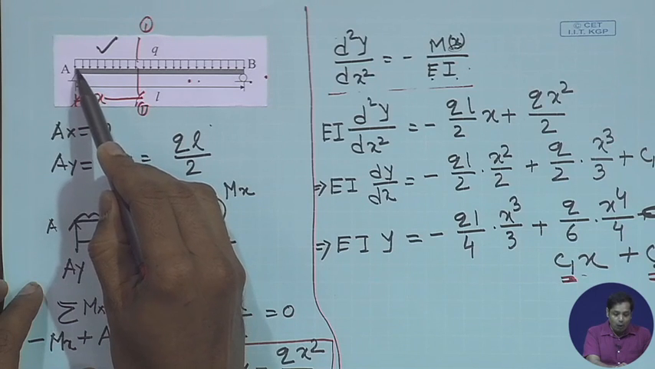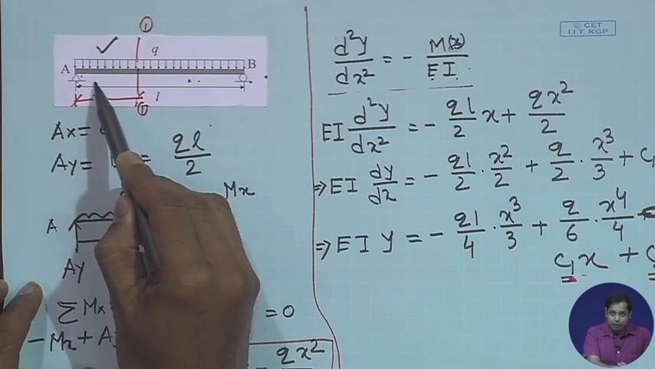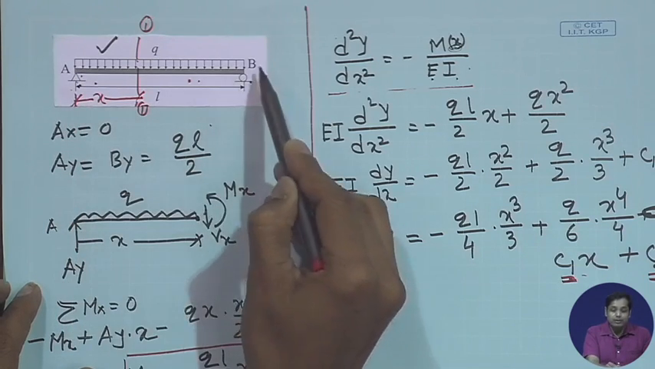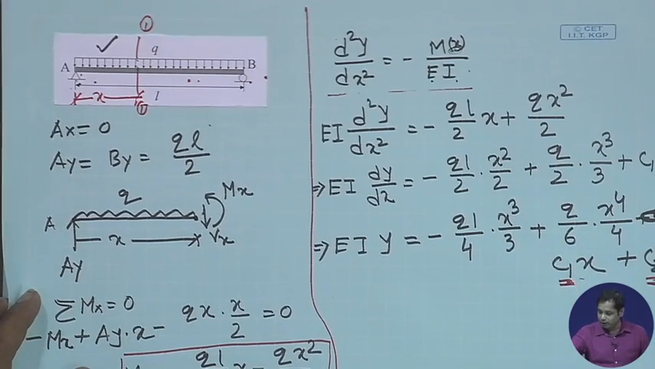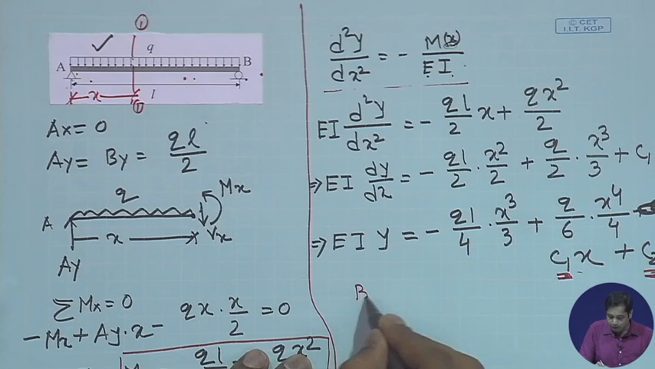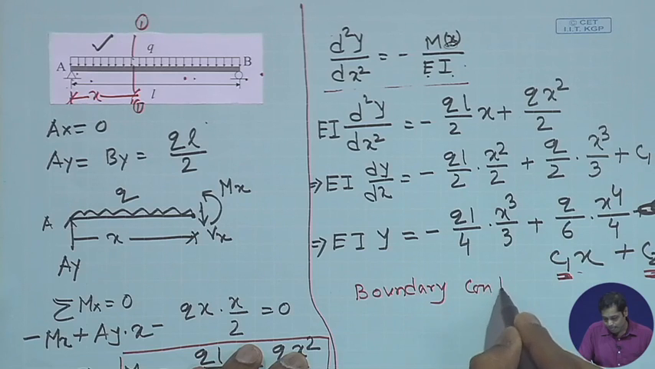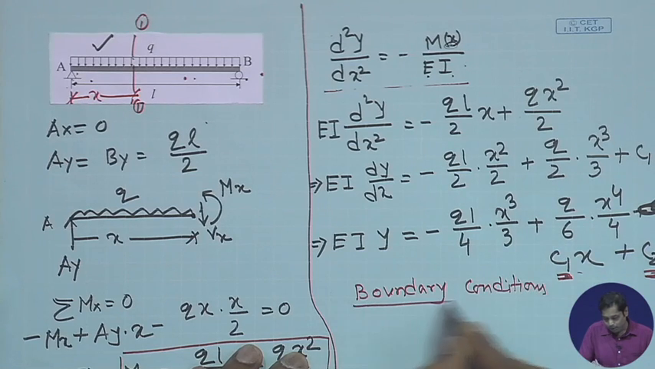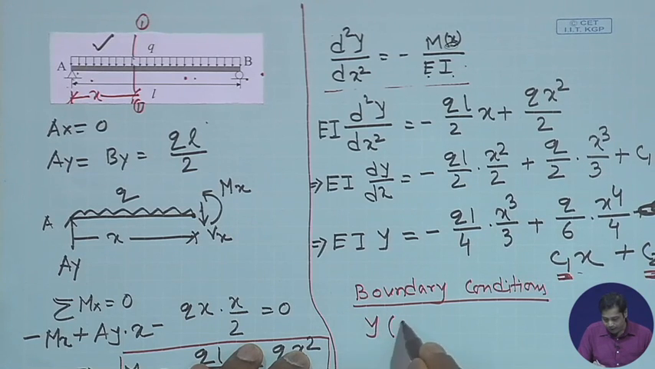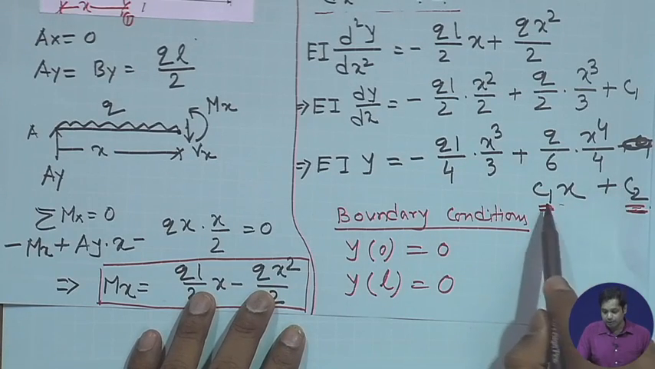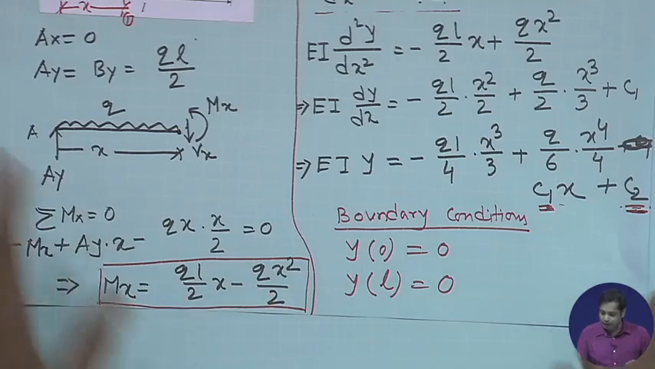So, slope is not 0 here. Here also slope is not 0. We have y equal to 0 at this point, and y equal to 0 at B. So, the boundary conditions for this problem are y at 0 is equal to 0 and y at L is equal to 0. So, what we will do is apply these boundary conditions in this equation to determine these constants. Okay, let us do that.